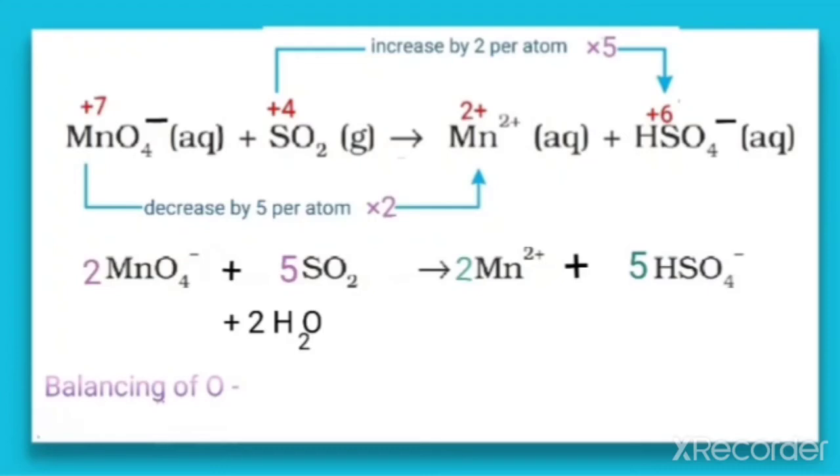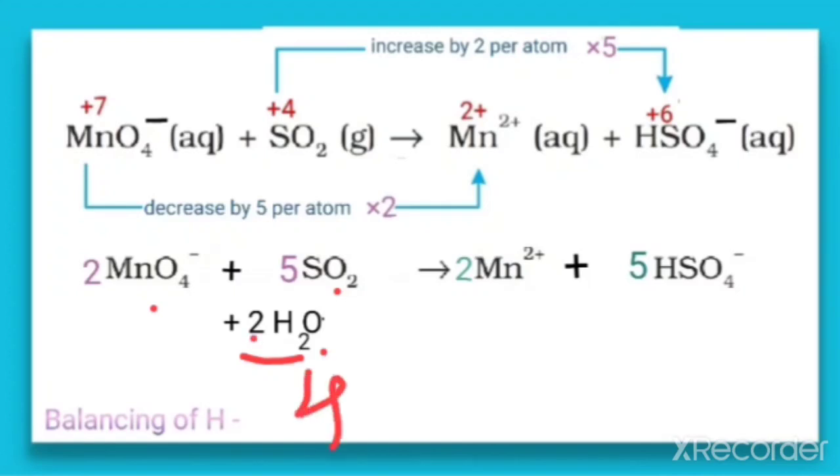Now next is the balancing of hydrogen. In order to do the balancing of hydrogen, we have to find out the number of hydrogen on both the sides, that is on the left hand side and on the right hand side. On the left hand side, how much hydrogen is there? Here there is no hydrogen, here only hydrogen is there. That means 2H2O, that is 2 into 2, that is 4 hydrogen on the left hand side. And what about the right hand side? On the right hand side, 5 HSO4 negative, that means 5 H is there.